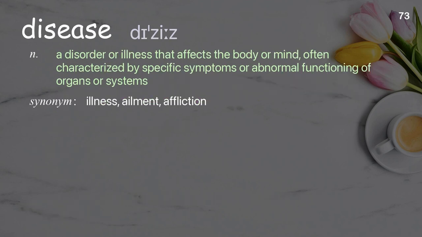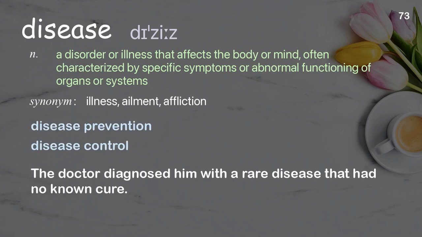Disease: a disorder or illness that affects the body or mind, often characterized by specific symptoms or abnormal functioning of organs or systems. Examples: Disease prevention. Disease control. The doctor diagnosed him with a rare disease that had no known cure.